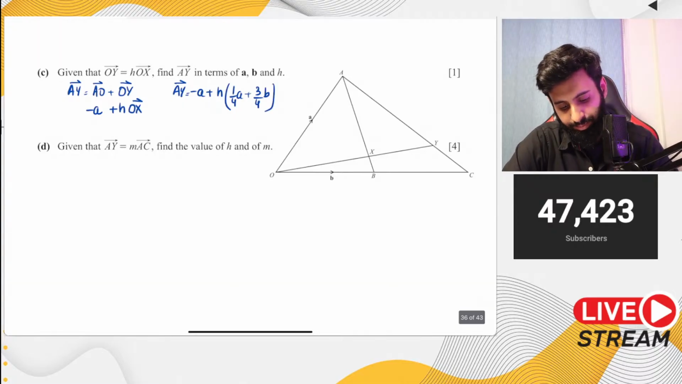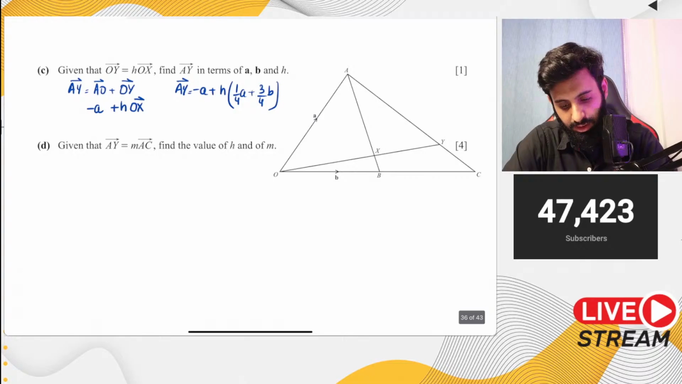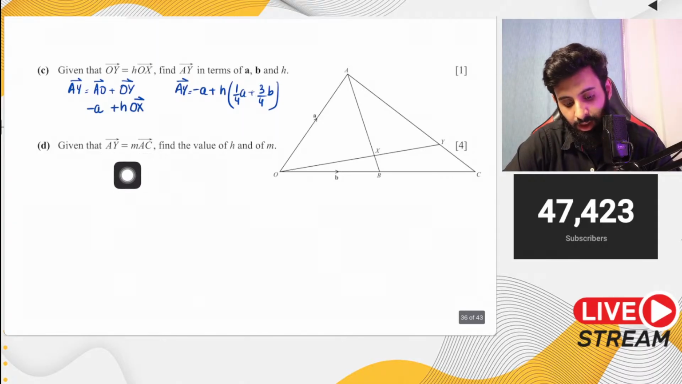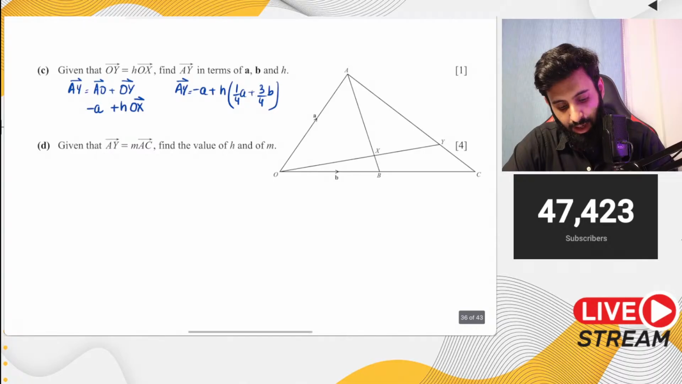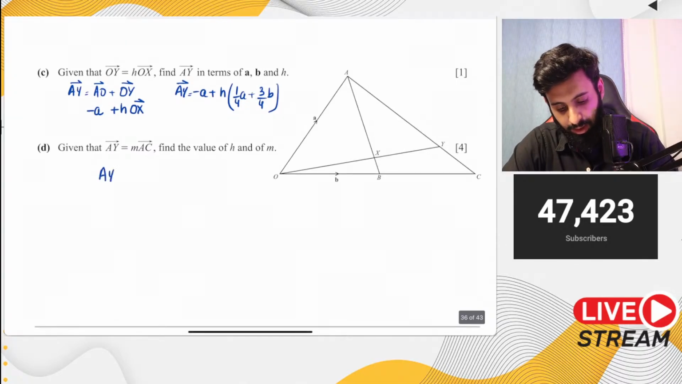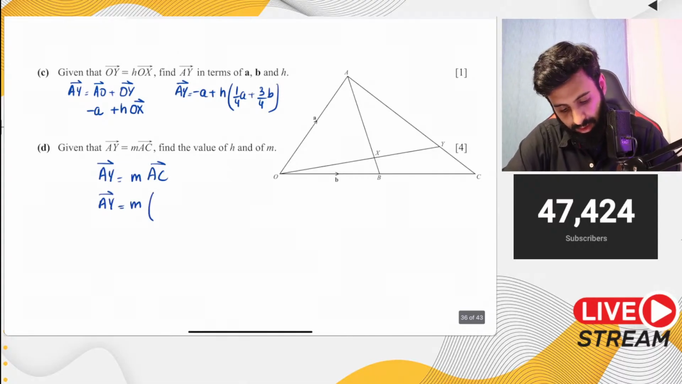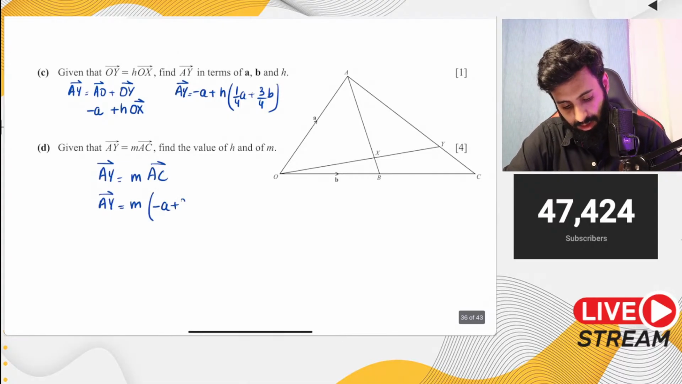Now here's part D. Notice here you found AY in terms of h, and here again you'll find AY in terms of some other unknown. Then you will have to use the two vectors to find the value of the two unknowns. So AY, according to the question, is equal to m times AC. That means the same AY is equal to m times AC, and AC is something we've worked out earlier. Yep, it's minus A plus 2B.